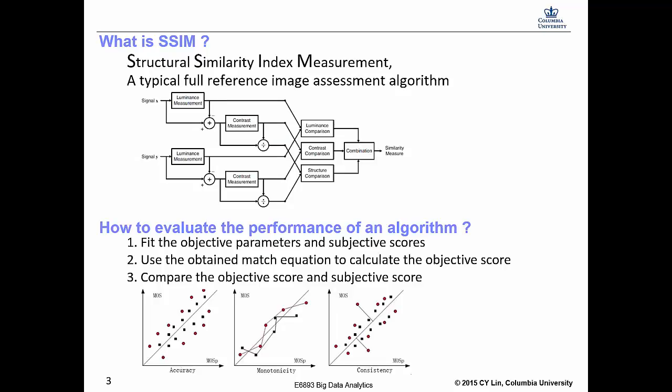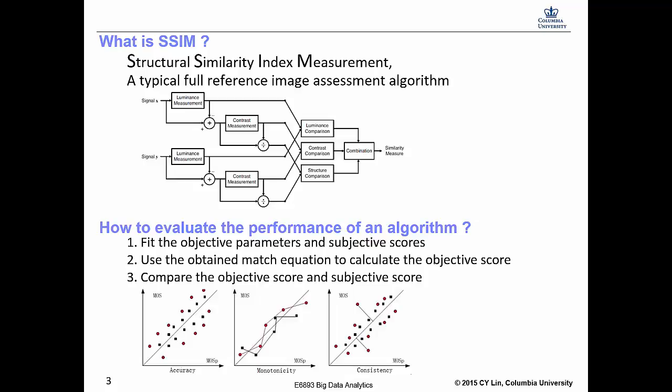A typical full reference image assessment algorithm to assess images with exactly the same pixels is the structure similarity index measurement, which consists of luminance comparison, contrast comparison, and structure comparison. There are three steps to evaluate the performance of an algorithm. The first step is to fit the objective parameters and subjective scores. The second is to use the obtained match equation to calculate the objective score, and the final step is to compare the objective score and the subjective score.